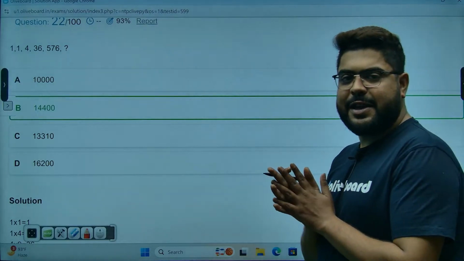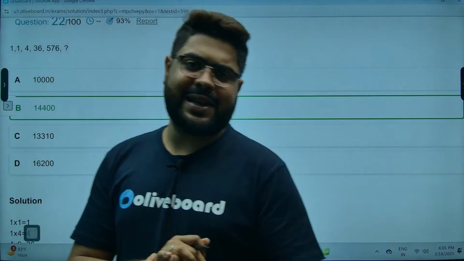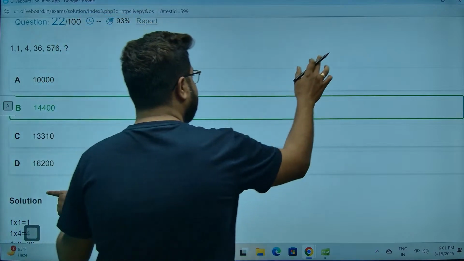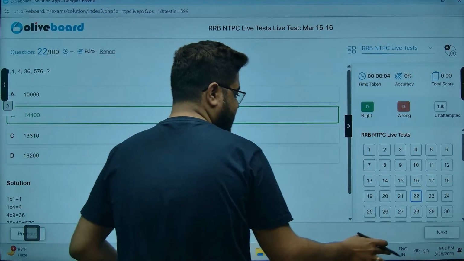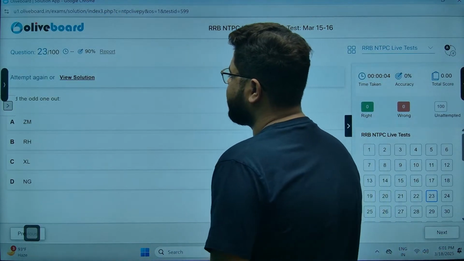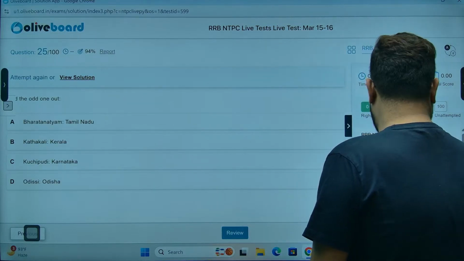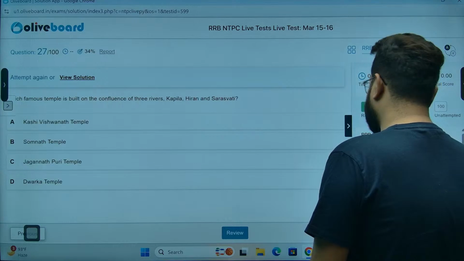Clear? Clear, everyone? I hope it is absolutely clear, sir. Chalo, sir. Next one. Odd one out, not this one. Again, not this one.